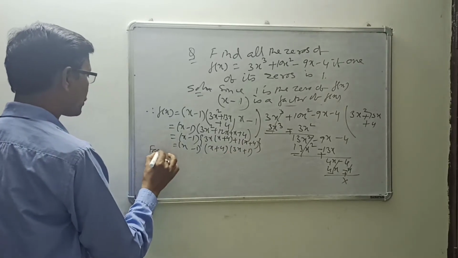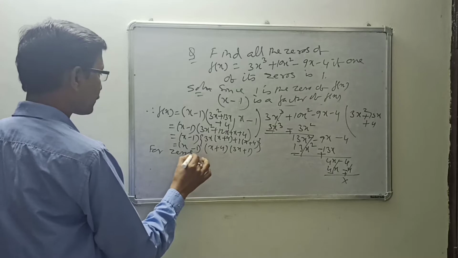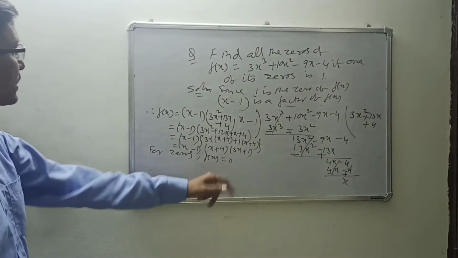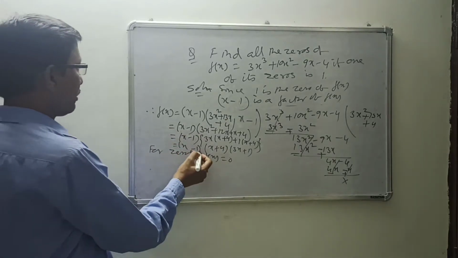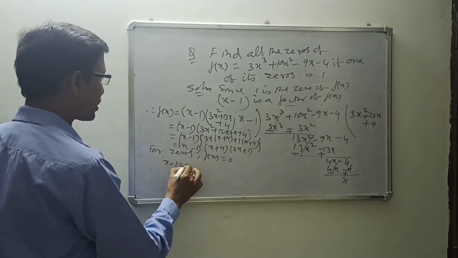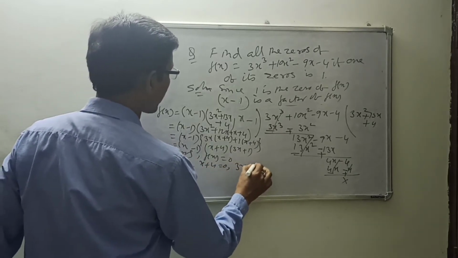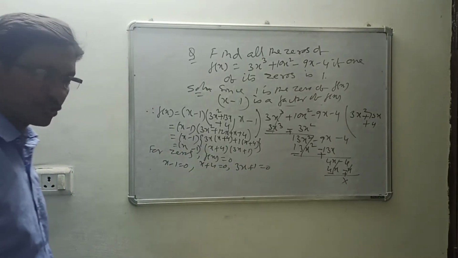So for zeros, you know which values of x it will come, that is f(x) equal to 0. That means one zero is already given, that is x minus 1 equal to 0, x plus 4 equal to 0, 3x plus 1 equal to 0. So what will it be?